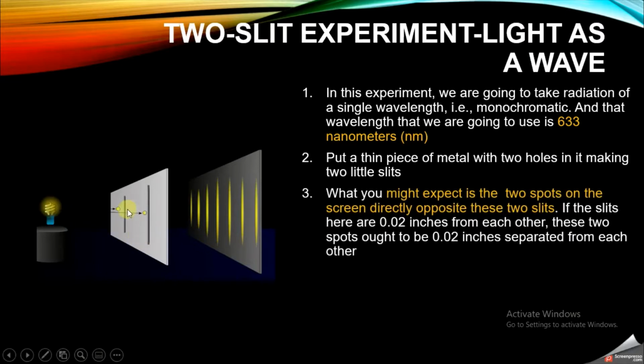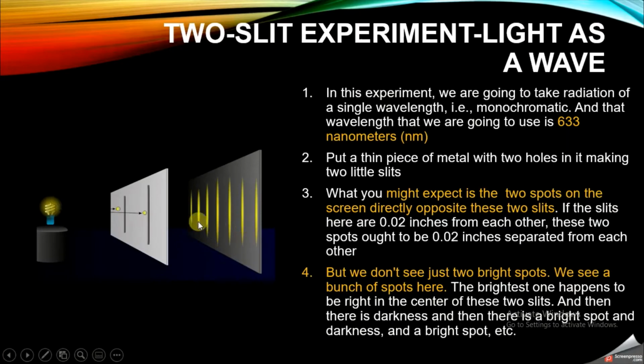When the light passes through these two slits, what do you expect? We expect that light will pass through these two holes, and it will form two light spots just in front of these two slits. If the slits are 0.02 inches from each other, then these two spots should be at the same distance, that is 0.02 inches, on the screen which is placed just behind the slit.